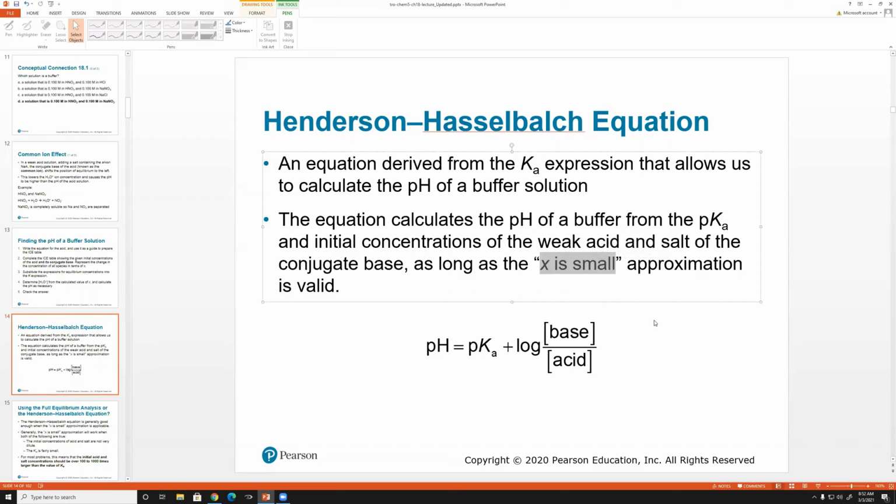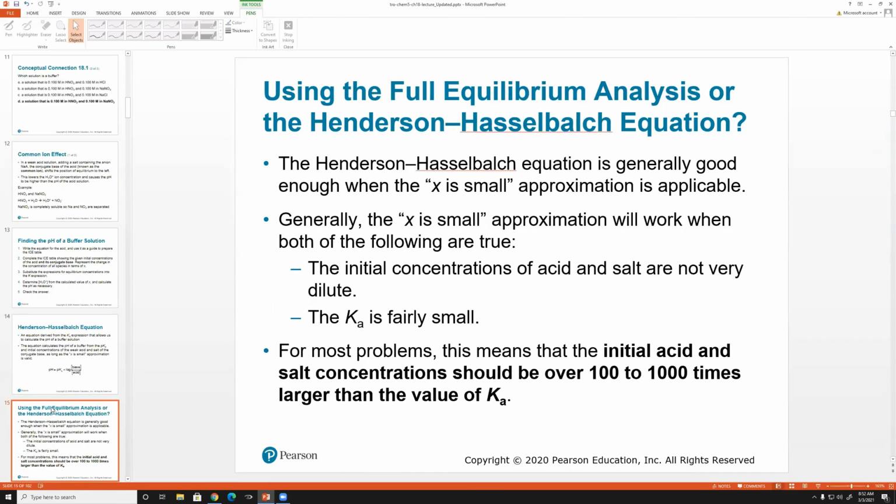So X, remember, for your ICE charts is going to be related to the amount in molarity of change, right? So it's either plus X, plus 2X, whatever. That's going to be your amount of change. And that amount of change is very small in comparison when Ka is small and we have large concentrations. So how do we know to use the Henderson-Hasselbalch equation?